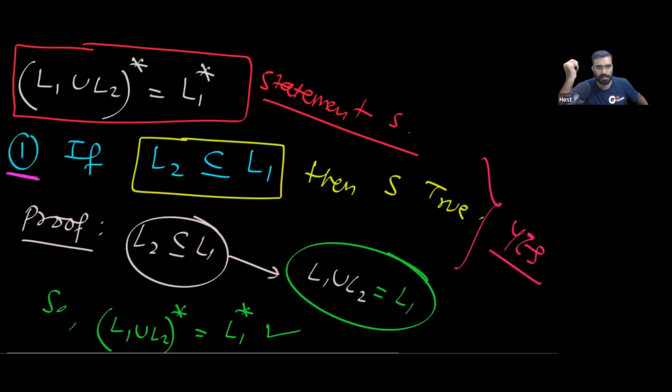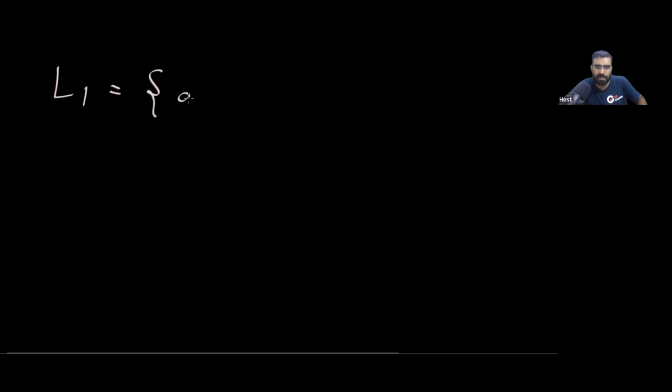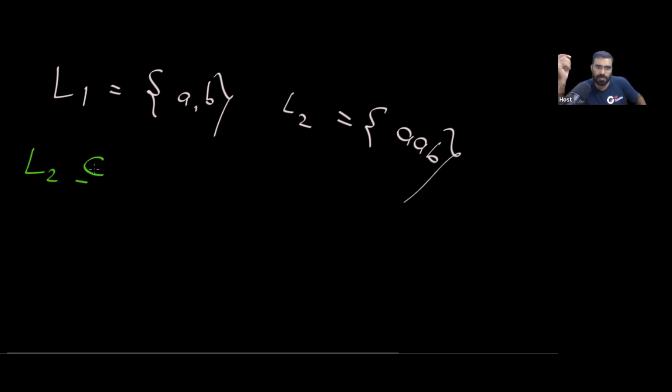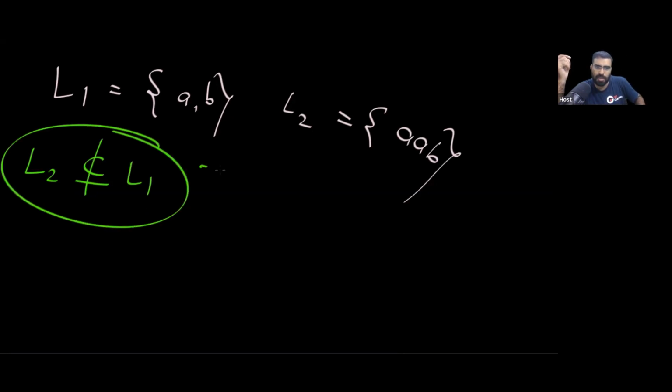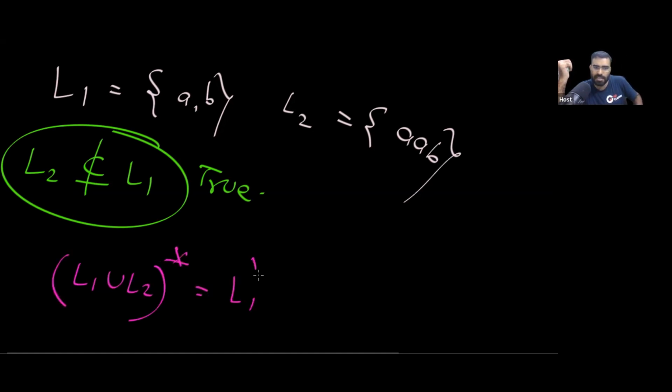Please tell me. Let me give you one example. Take this L1 as A, B, and take this L2 as A, B, something like this. Now you can easily notice that L2 is not a subset of L1, right? Yes or no? But still you can notice that (L1 union L2) whole star is the same as L1 star.